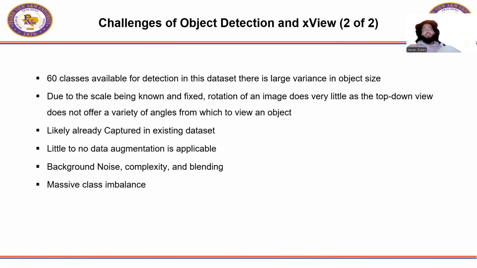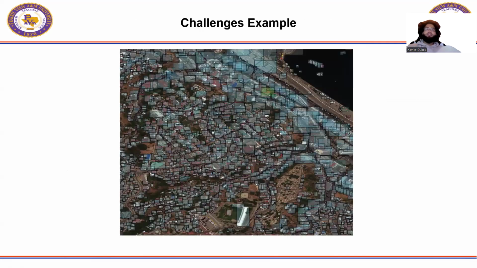And most angles are likely already captured in the existing data set. Little to no data augmentation is applicable. Tons of background noise, complexity, and blending between instances. And then we also have, as we'll see, a massive class imbalance.